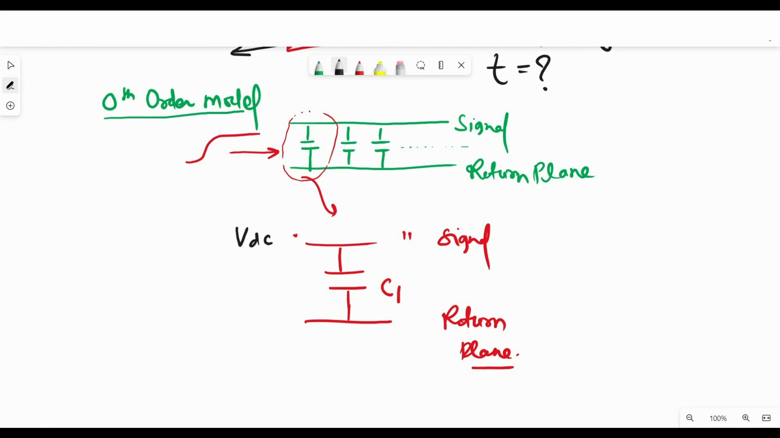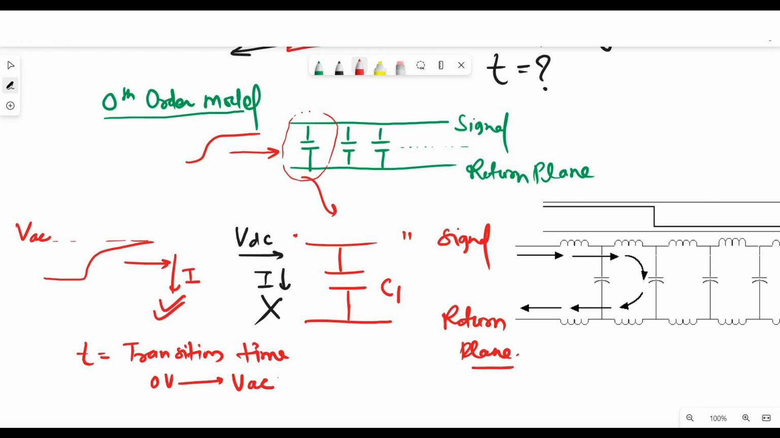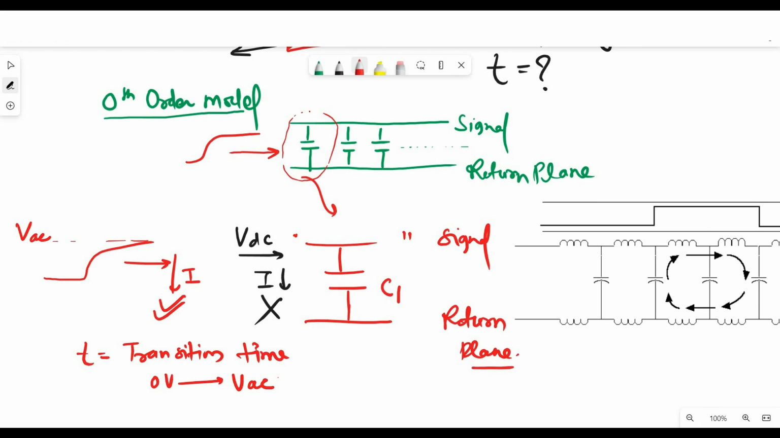We all know the working principle of a capacitor. If the voltage across the capacitor is constant, there will be no current flow. But as the signal starts traveling, there will be a change in voltage, which will cause an amount of current to flow through it. That current flows while the transition is happening on a capacitor. Then the signal will reach another capacitor due to the signal's dynamic property.